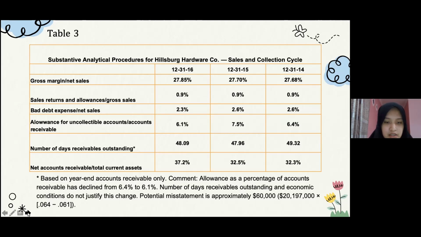Allowance as a percentage of accounts receivable has declined from 6.4% to 6.1%. Number of days receivable outstanding and economic conditions do not justify this change. Potential misstatement is approximately $60,000. It comes from $20,197,000 multiplied by the percentage of 0.064 minus 0.061.